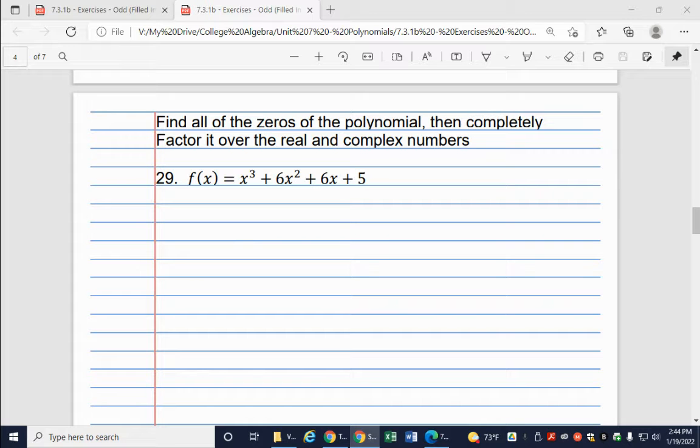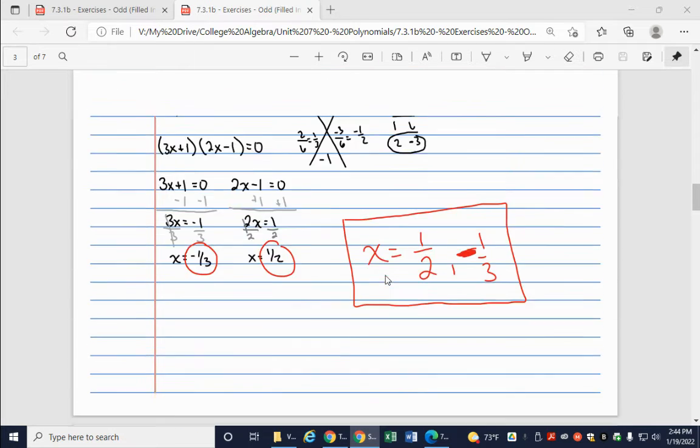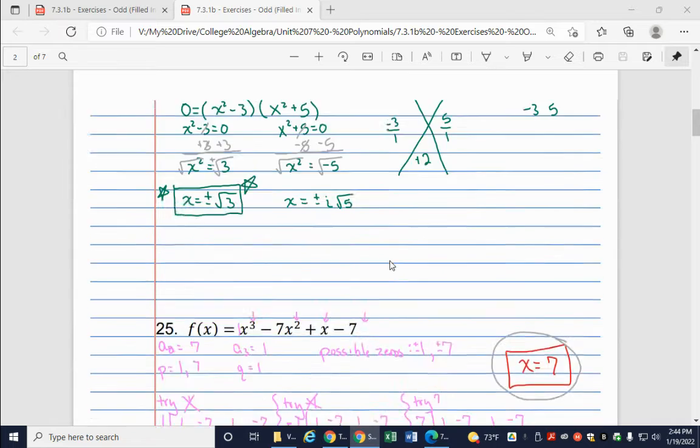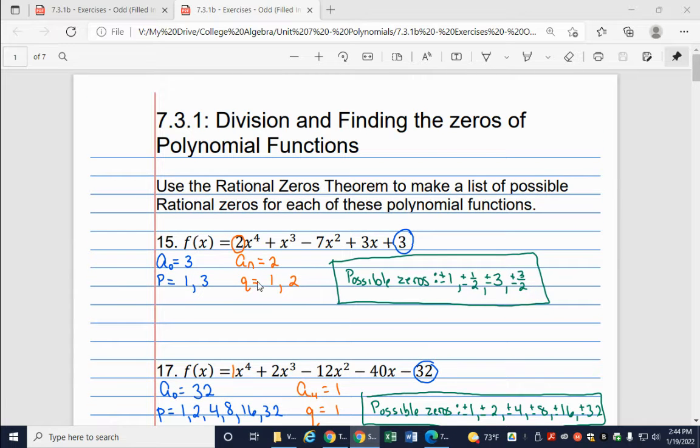Okay, so what we did yesterday, if you weren't here yesterday, is I'm going to go back to the top where we started. We did just the odds of exercise 7.3.1. We're looking at division and finding zeros of polynomial functions. And it told us to use the rational zeros theorem to make a list of possible rational zeros.